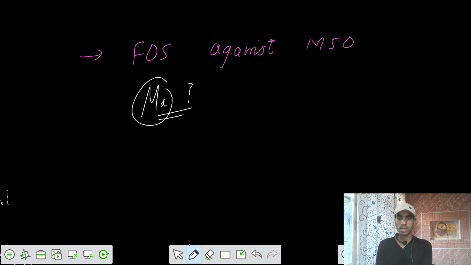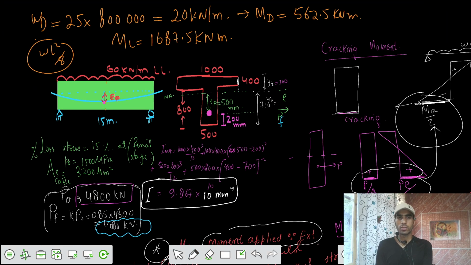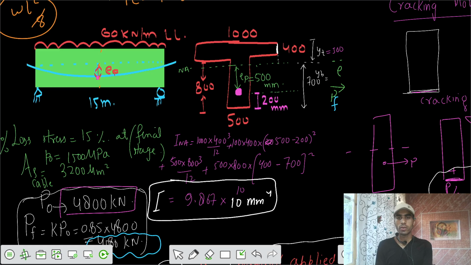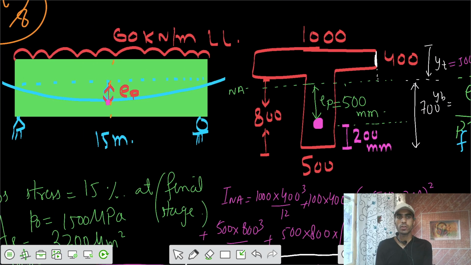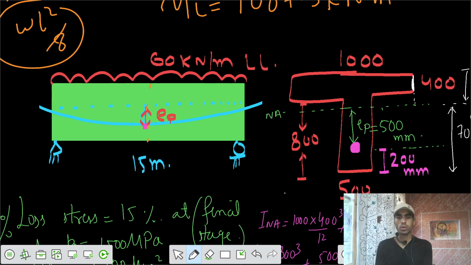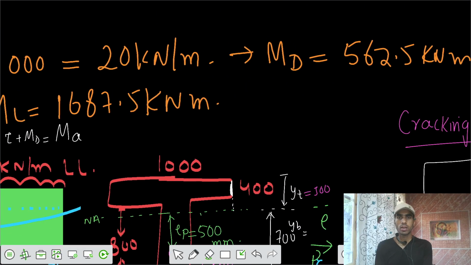Let's take that. I would say you had this section. You applied those moments. You had M live plus M dead, that contributes some moment, M all, and that we have also already calculated. You have the sum of those two.